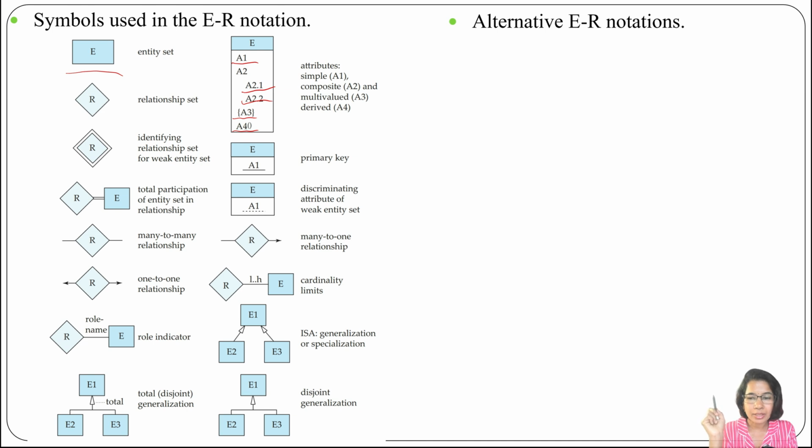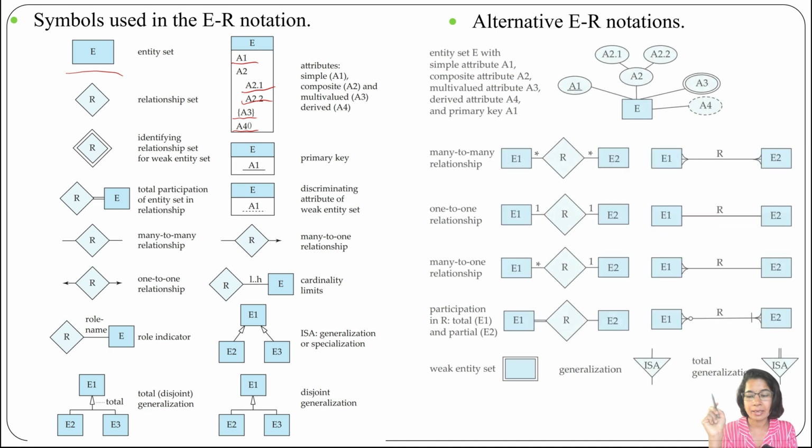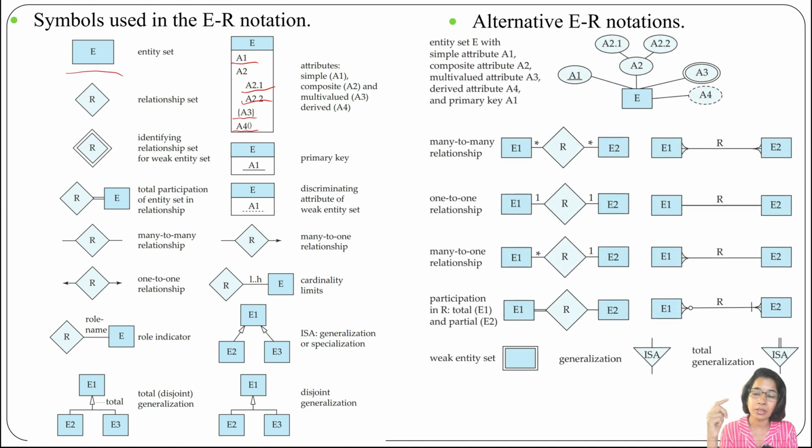This is one notation. In the other notation, for entity set it will be rectangle. For attribute we are using the oval shape. For simple attribute we can write just an oval. For composite attribute we can make a child of another oval, right? Here A2 is the main attribute, A2.1 and A2.2 are the children of A2, okay? And for multi-valued attribute we can make a double oval, A3 is the multi-valued attribute. For derived attribute we can make a dashed oval.